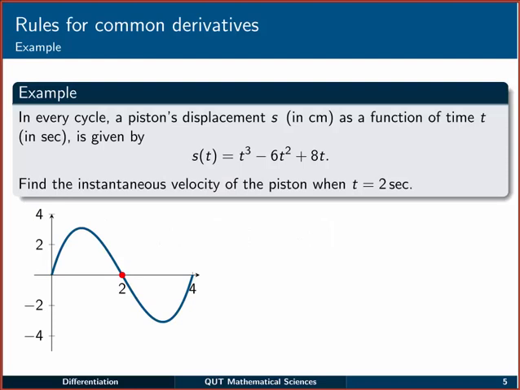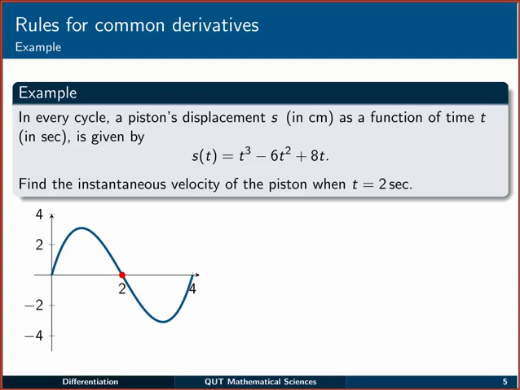Let's have a look at a more applied example. We're told that in every cycle, a piston's displacement, s, in centimeters, as a function of time t in seconds, is given by the function s of t is equal to t cubed minus 6t squared plus 8t. We're asked to find the instantaneous velocity of the piston when t is equal to 2 seconds. If you feel confident, stop the video now and have a go at this one yourself.